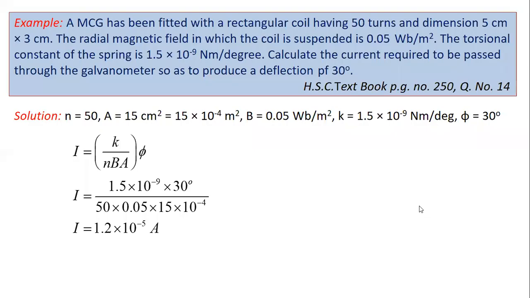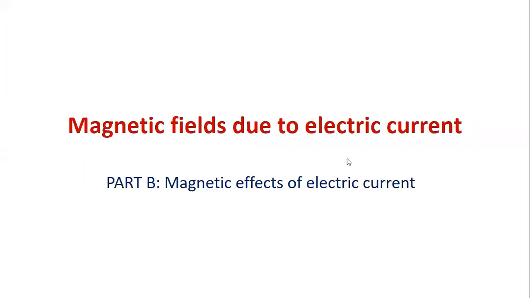Now after that, listen, we have to start part B of this chapter, which is related to the magnetic effect of electric current. And the first point of this part is Biot-Savart's law.